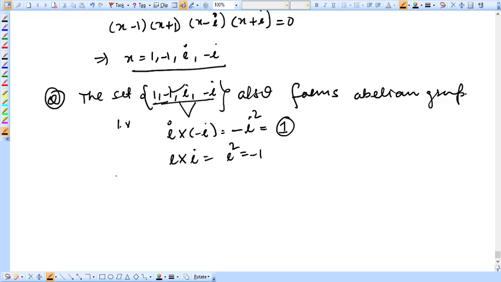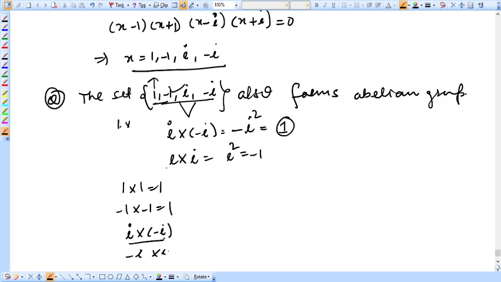And the third property is the existence of identity. One will be acting as the identity in this case. The fourth is inverse. The inverse of 1 is itself, and the inverse of -1 is -1 itself. The inverse of i is -i, and the inverse of -i is i. So the inverses of all the elements of this set exist.